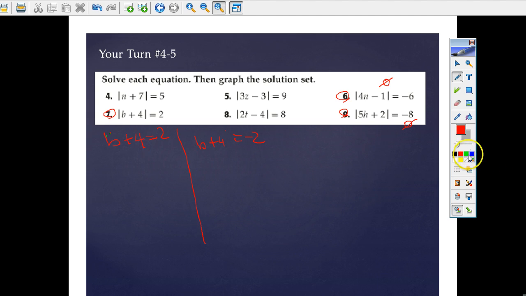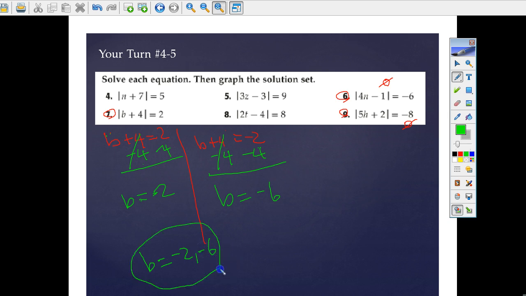Okay. So the first scenario, you subtract 4 on each side, and you get b equals negative 2. Here you do the same thing, subtract 4 on each side. But in this case, you have b equals negative 2 minus 4, which is negative 6. So you have b equals either negative 2 or negative 6. Those are your two solutions.